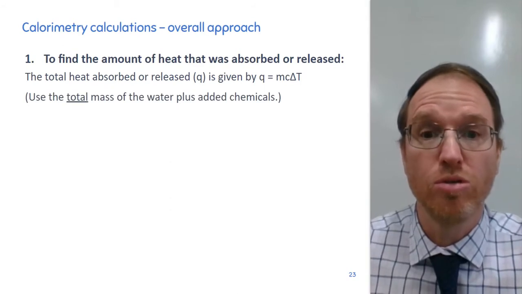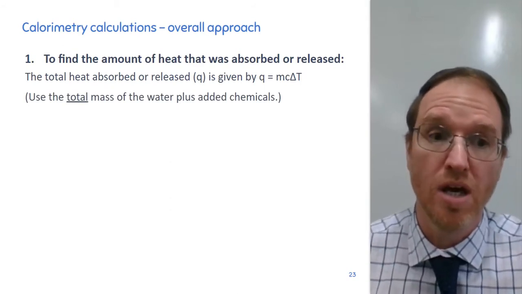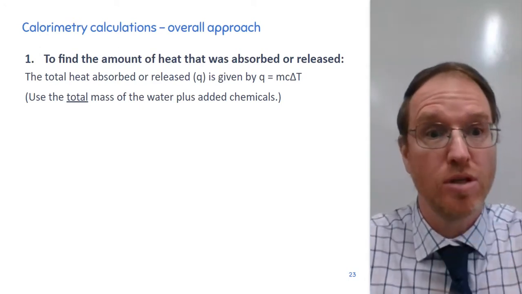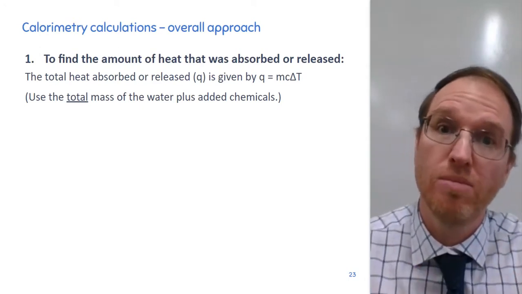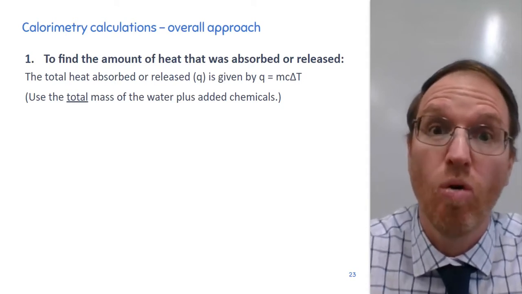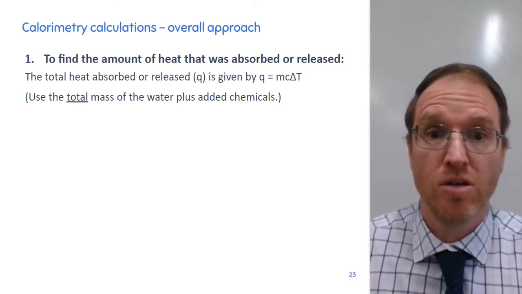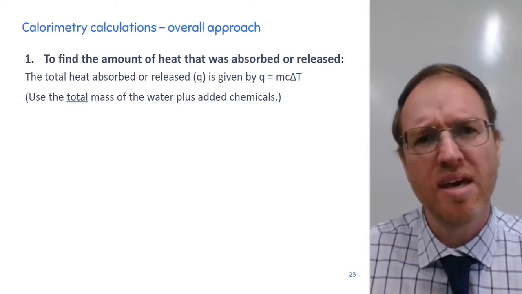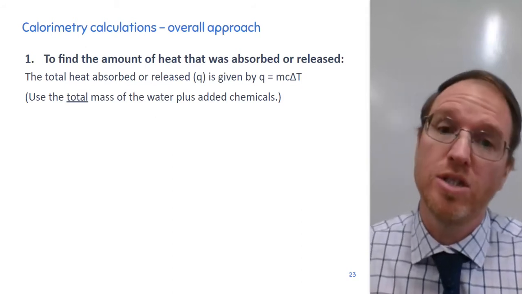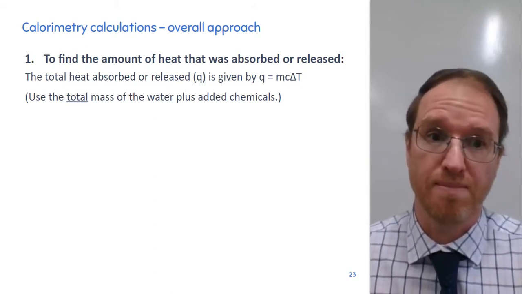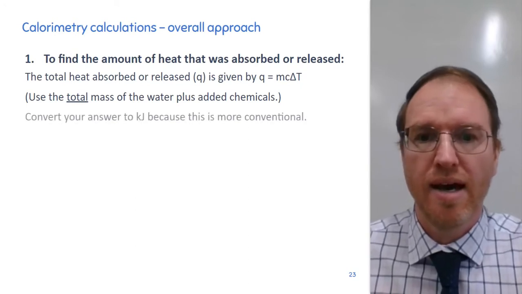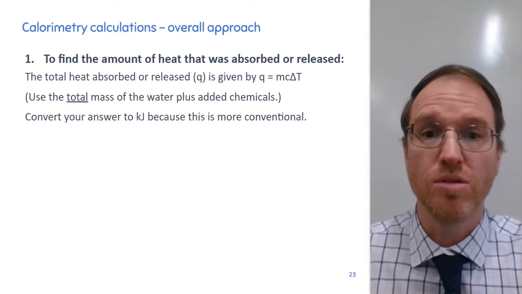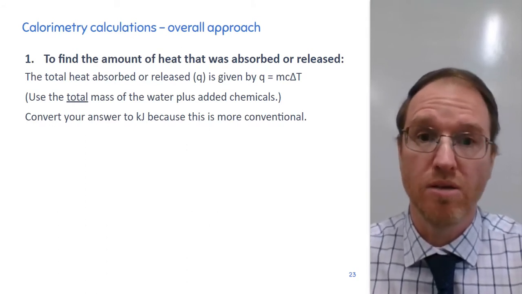But we will use the total mass of the water plus the chemicals. If I take 100 mL of water, or 100 grams, and I add 10 grams of a substance I'm dissolving, my total mass is now 110 grams, and all of that needs to heat up. So I'm going to use the total mass of the water plus the chemicals, and the chemicals in there may change the specific heat, but we just assume that it's the same as pure water. Okay, it doesn't change by much. And we normally convert that to kilojoules at the end because that's the conventional units we use. So that's how we find the heat absorbed or released in the reaction.